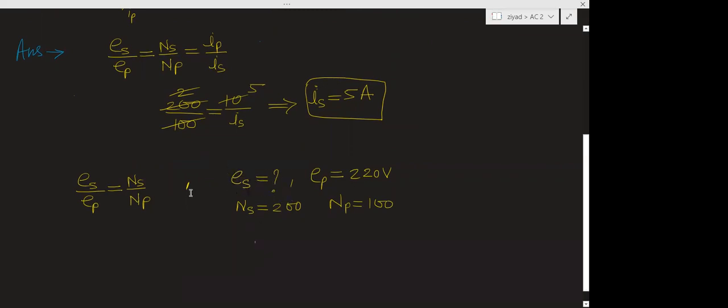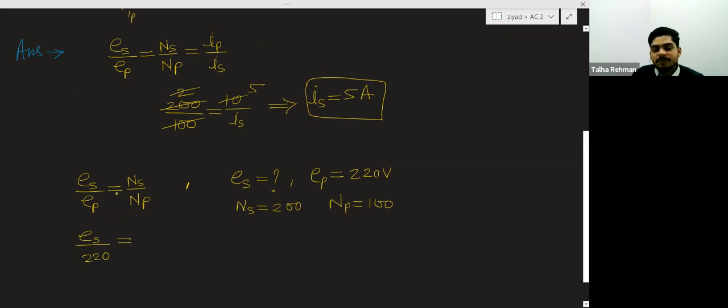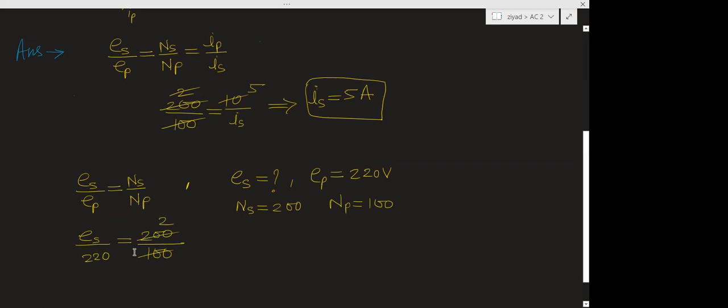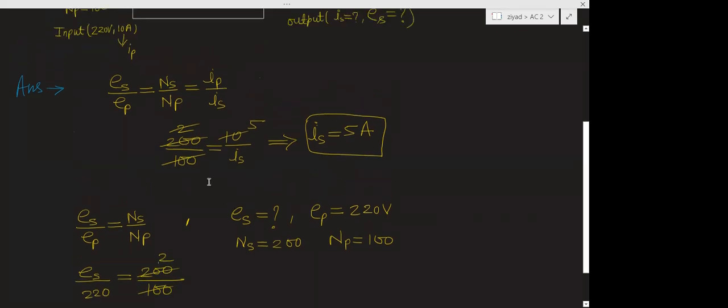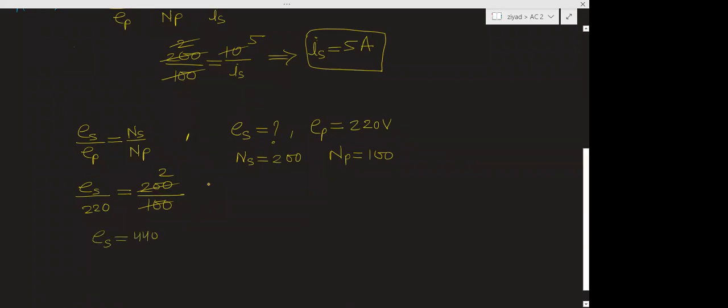Now put all the values. Secondary voltage we want to find. Primary voltage is given as 220 volt. Number of turns in the secondary coil is 200, and number of turns in the primary is equal to 100. This 100 cancels out, it is equal to 2. When you multiply 2 with this, it will become 440. So ES is equal to 440 volts.